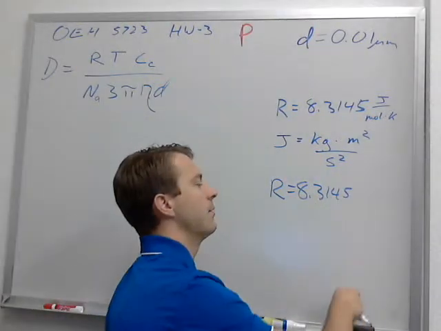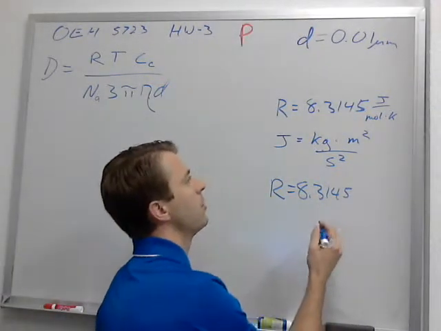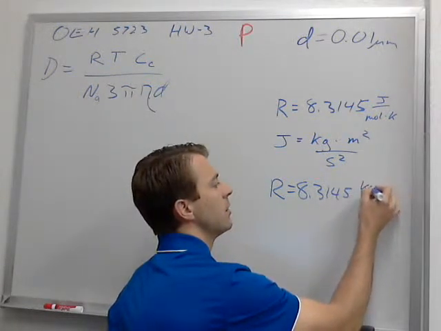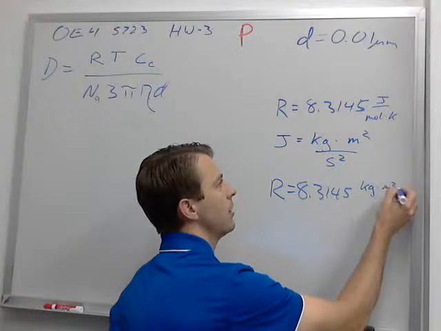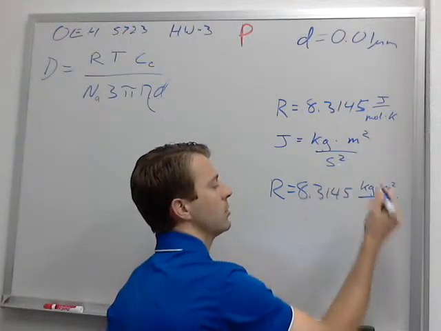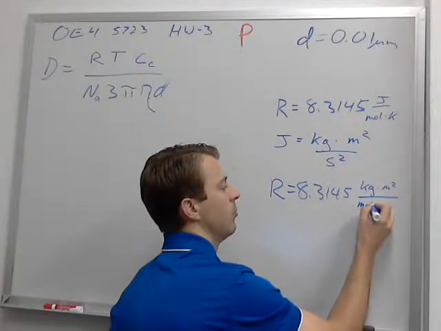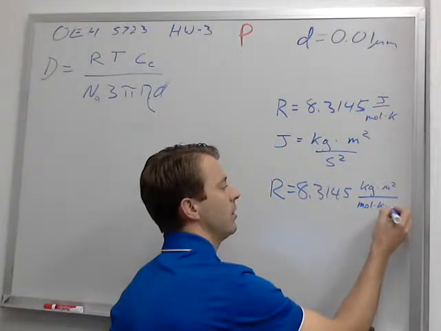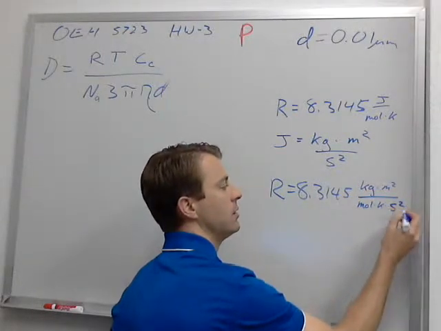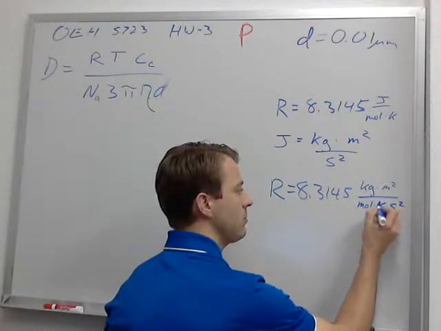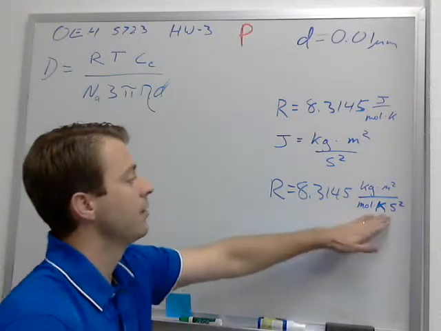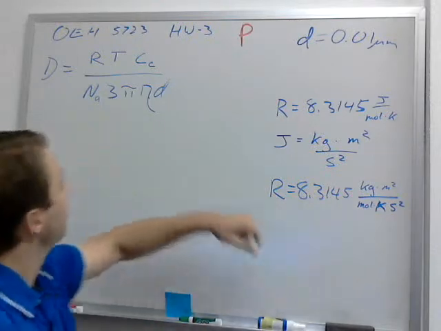We really don't need that 5, but we'll keep it: 8.3145. It's not joules, it's going to be kilograms meters squared divided by moles, Kelvin, and seconds squared. I said square centimeters, but I should have said seconds. Moles, Kelvin, seconds squared.